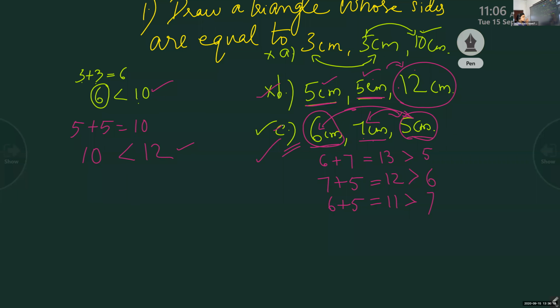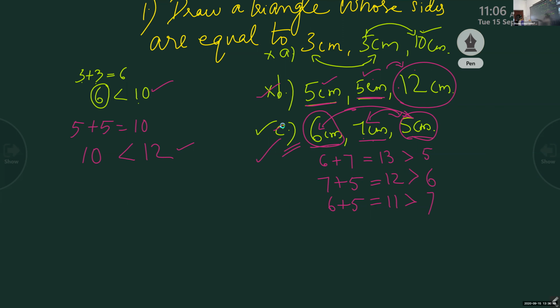Why? Because the sum is less than the third side. Any two sides if you add, it is less than the third side. One combination is like that. That's why you were not able to draw the triangle. So there is a condition for a triangle to be drawn. Every measurement cannot form a triangle, because a triangle is always a closed figure.